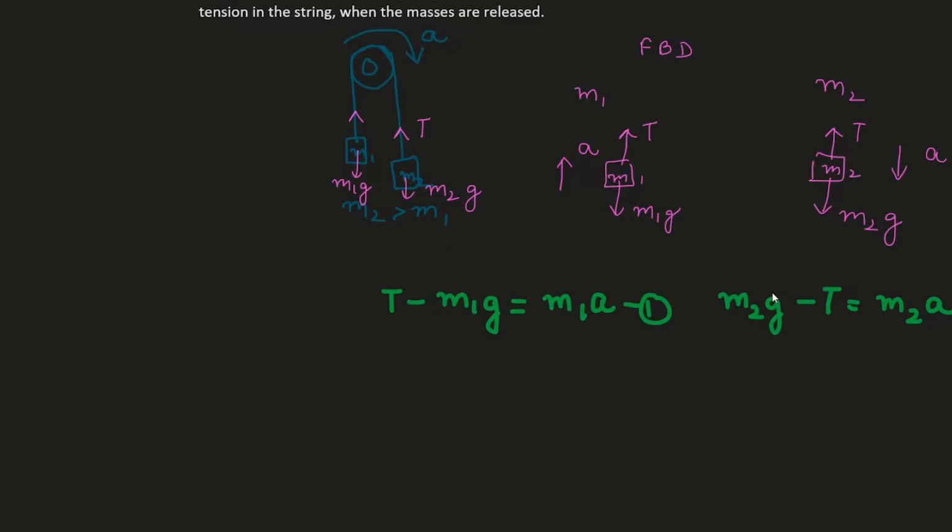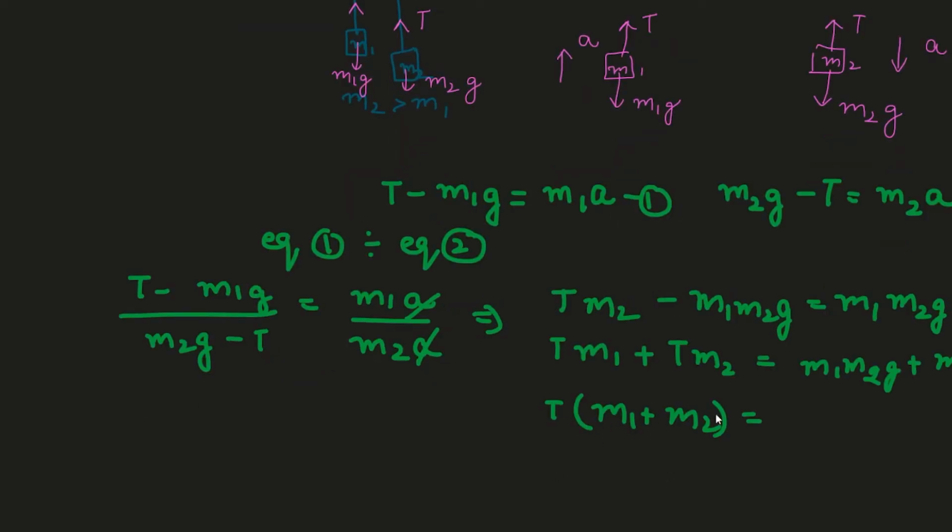For finding tension, what we can do is divide these two equations. Let us say equation 1 divided by equation 2. So what do we get? This gives T equal to 2m1m2g upon m1 plus m2. Okay, so now you have the tension with you. What you can do is substitute this value of tension in equation 1 or 2 and you can get the value of acceleration.